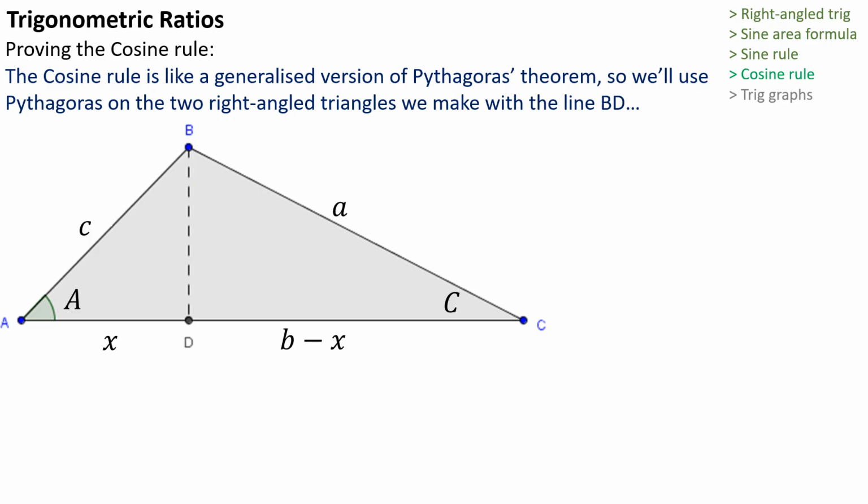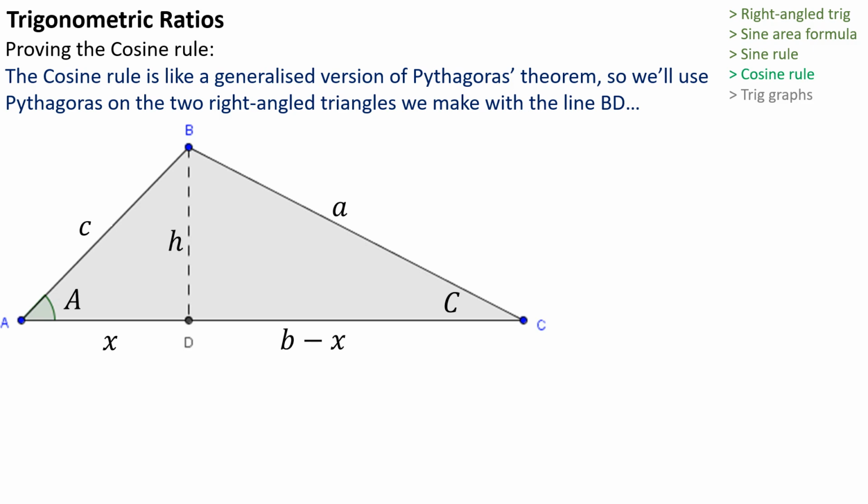So I want to make use of the fact that we know that base will be little b, but I don't want x to appear in my final formula because I don't want to have to know what x is. I just want a link between little a, little b, little c, and angle A, let's say.